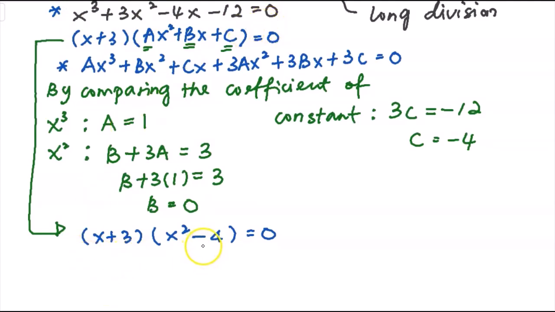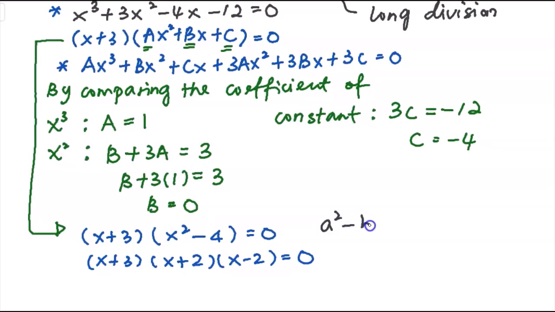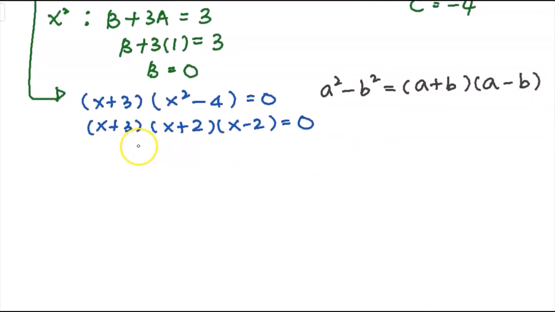But this is not yet factorized completely because x squared minus 4 still can be factorized. That will be x plus 2 multiplied by x minus 2. Because from a squared minus b squared, it can be factorized into a plus b, a minus b. So I'm using this formula, x squared, as if that x is your a and the 2 is your b. So after you factorize, you will get x plus 2 multiplied by x minus 2. After that, to solve for the roots, you will have your first root, x equals negative 3. Second root, x equals negative 2. And the third root is x equals 2.